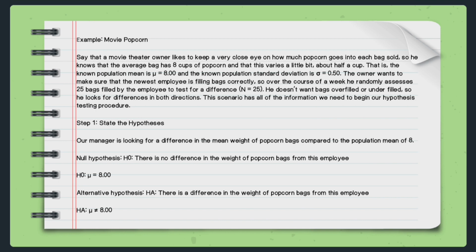The owner wants to make sure that the newest employee is filling bags correctly, so over the course of weeks, he randomly assesses 25 bags filled by the employee to test for the difference. N equals 25, where N is the total number of samples. He doesn't want bags overfilled or underfilled, so he looks for a difference in both directions. This scenario has all the information we need to begin our hypothesis testing procedure.